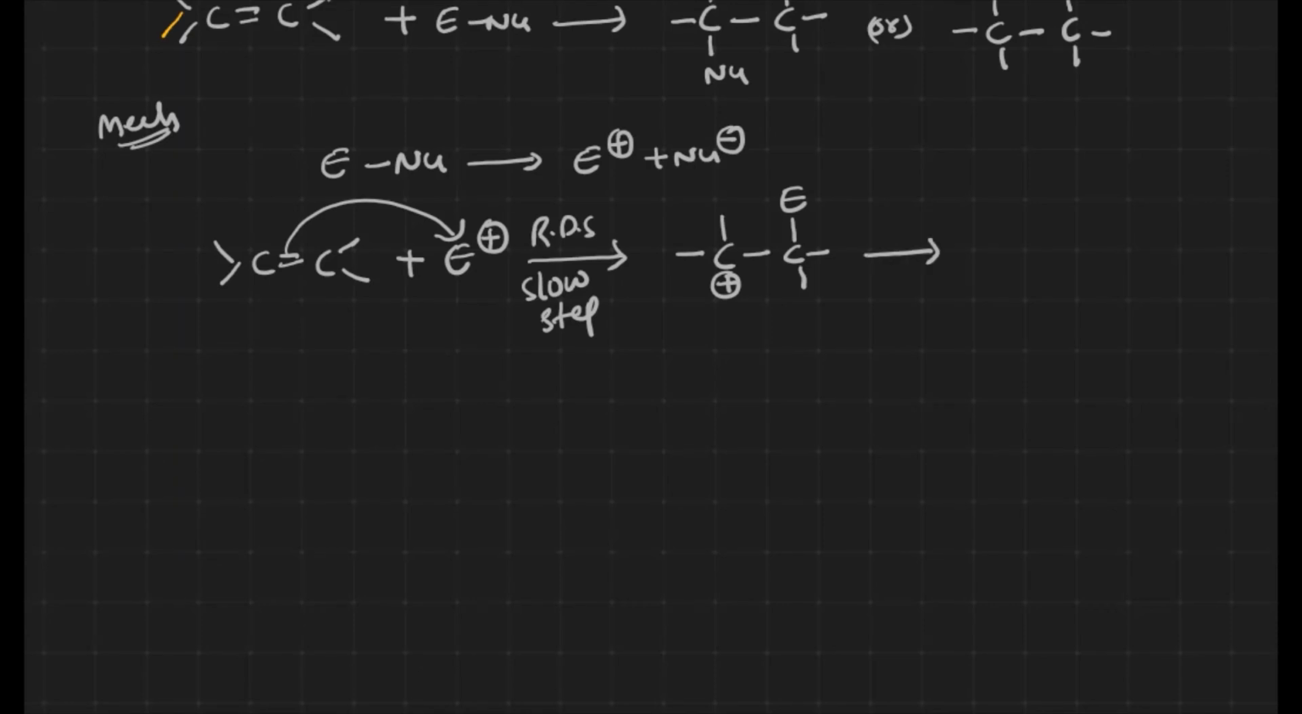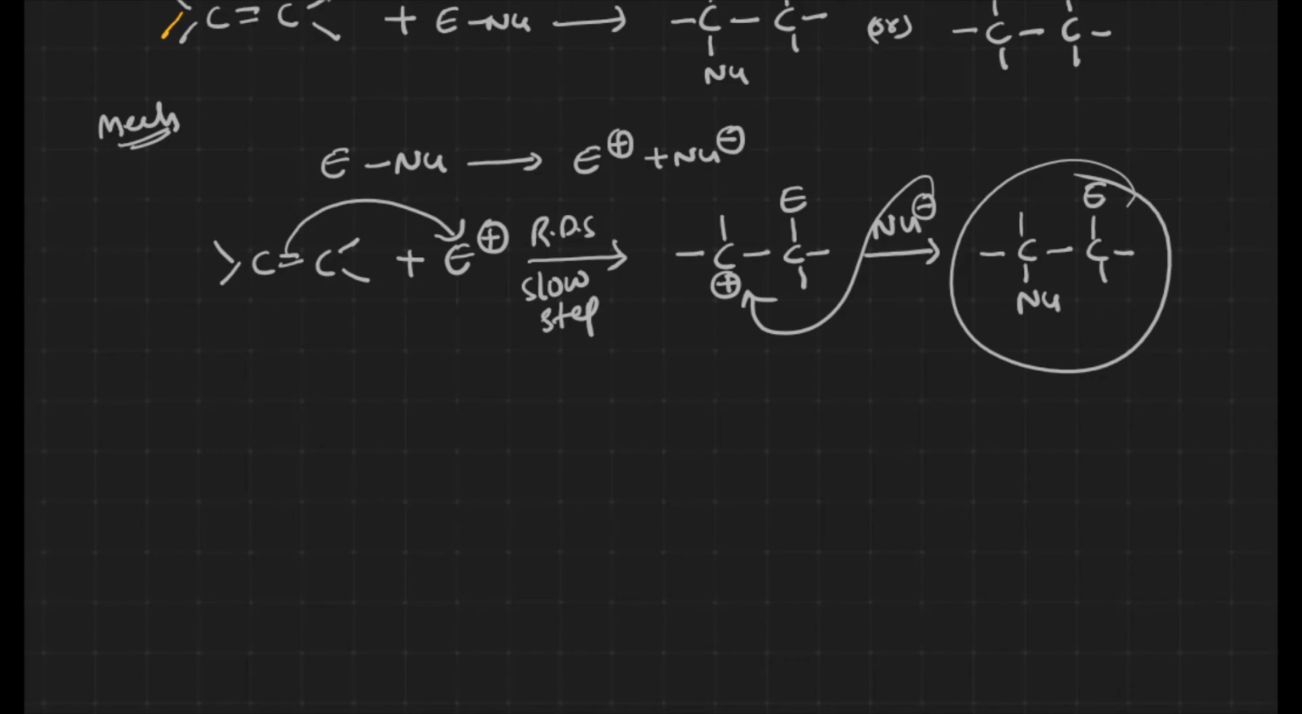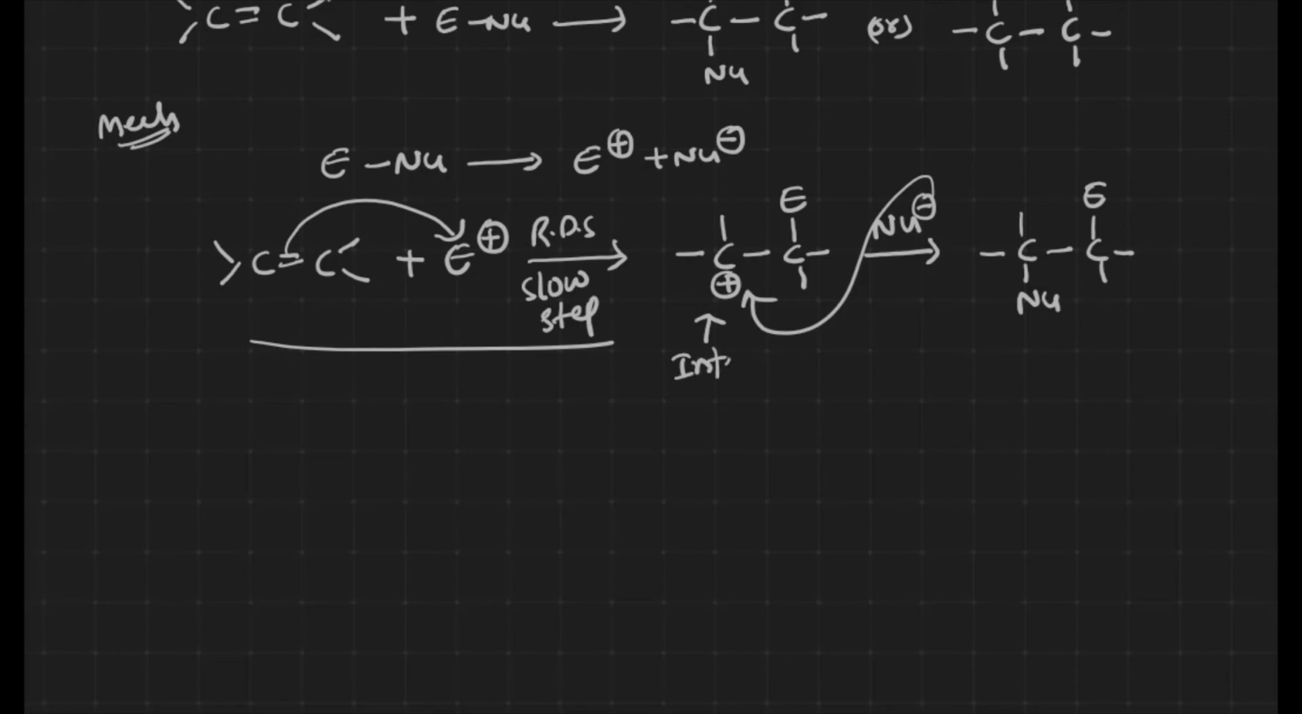In the second step, the negative part of the reagent will be added over there. When it is added, we'll get this kind of product. Okay, this is the product. Now, what is this one? This is the slowest step. In the slowest step, the electrophile is involved. And second, we have an intermediate, that is the carbocation. This is the intermediate, and this is the final product.